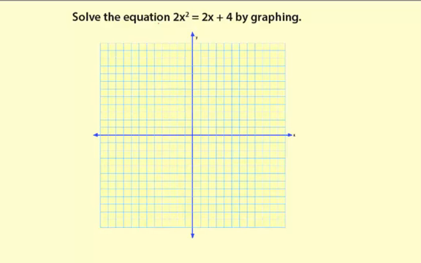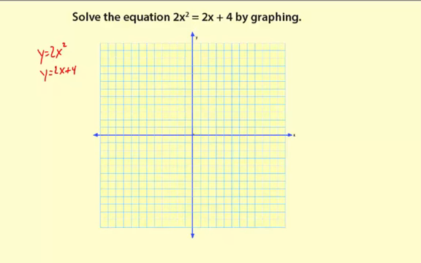So I'm going to use a graphing technique that's a little different than we've been using so far. What I'm going to do is make two functions out of it. The first function is going to be y equals 2x squared, which is the left side of the equation, and then I'll have y equals 2x plus 4. That's the right side of the equation. Then I'm going to graph both of these and find points of intersection, and those x values will be solutions to the equation.